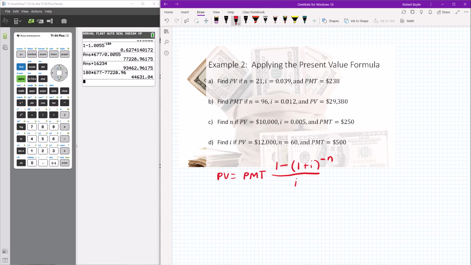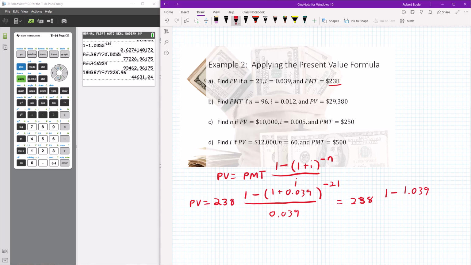Now for part A, we are given I, we're given our payment, and we're given N, so that is pretty straightforward. And what we will have is that our present value is going to be equal to our payment, which is $238, times 1 minus 1 plus I, which is 0.039, raised to the negative N power, which is negative 21, all over 0.039. Now we can do some simplification here. First thing that we can do is combine this, and if we do, we will have 238 times 1 minus 1.039 raised to the negative 21, all divided by 0.039.